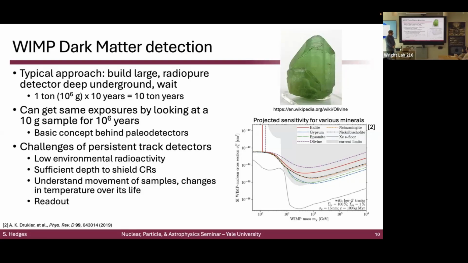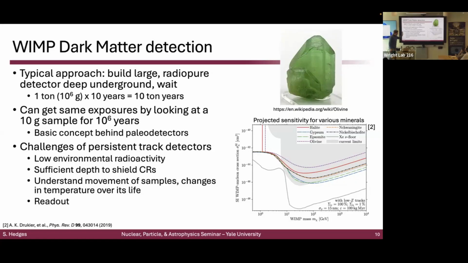If you're trying to use this technology, you have a different set of challenges. Some of these are shared with the more active approaches. You have to have low environmental radioactivity. You still want these to be at sufficient depth to shield from cosmic rays. Additionally, though, you have to understand how these samples move over the course of their life. On geological timescales, things don't necessarily stay in place underground. They can actually come up to the surface and go back down. You also have to understand the temperature that the rock has been exposed to, as the damage can be annealed if it reaches a sufficiently high temperature.